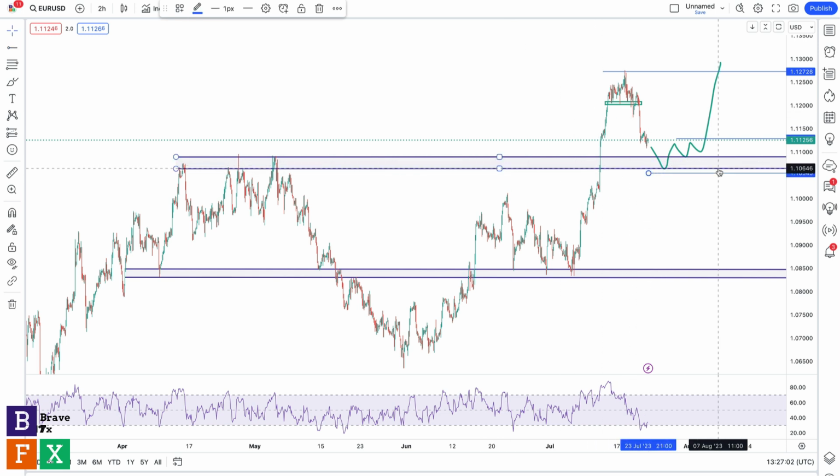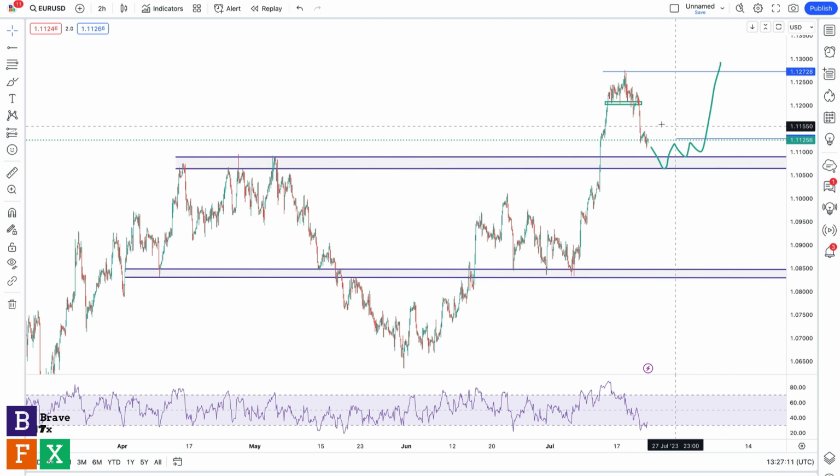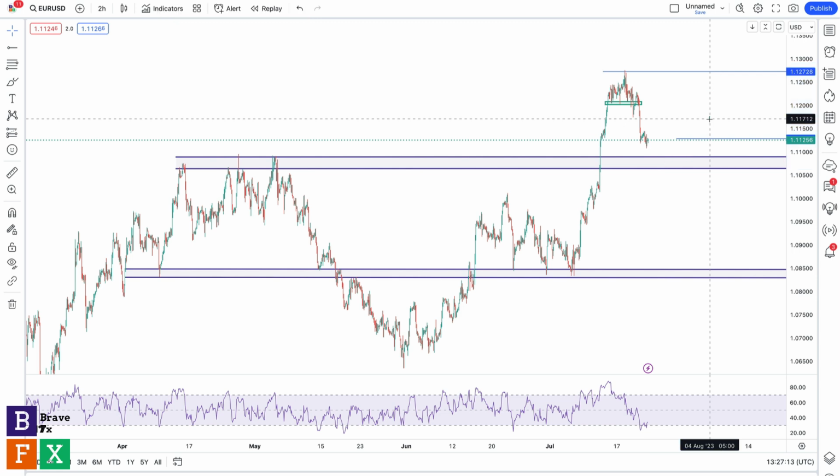So it's all about your risk management, right? For you to determine where you are going to open your position, how you're going to take profit. So this I'm going to go long on EUR-USD. As for a short position, I'm going to wait for something like this.